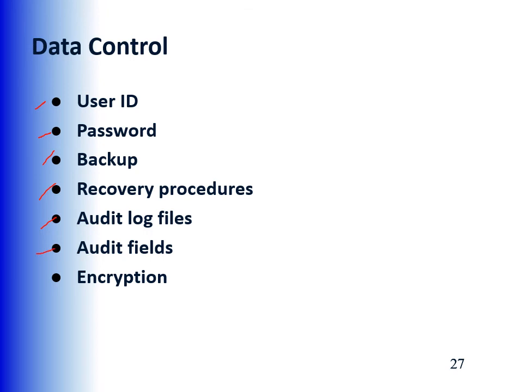You also can include audit fields, which are special fields within data records to provide additional control or security information. And the last one is encryption. Stored data also can be encrypted to prevent unauthorized access. Encryption is a process of converting readable data into unreadable characters to prevent unauthorized access to data.